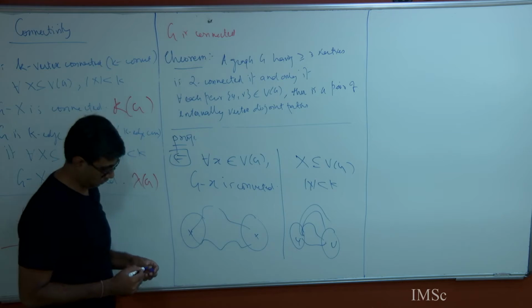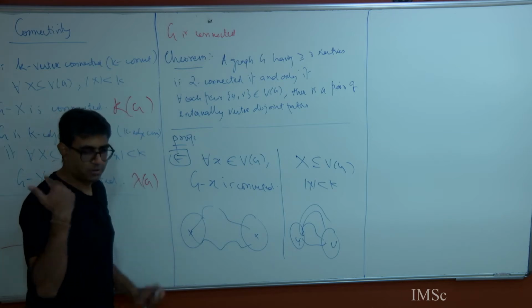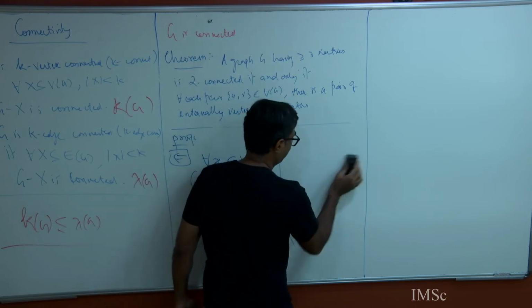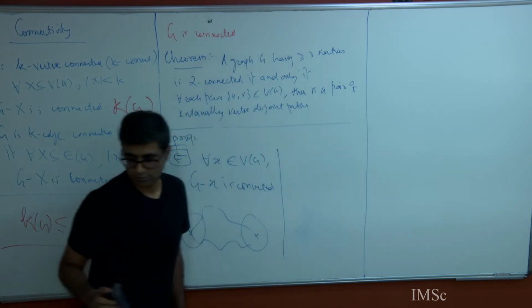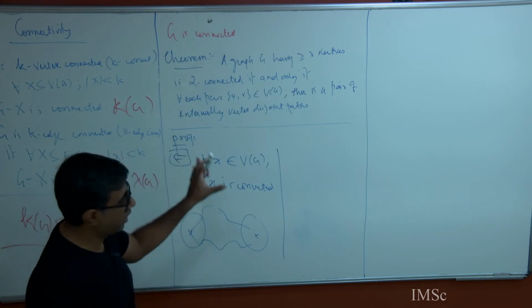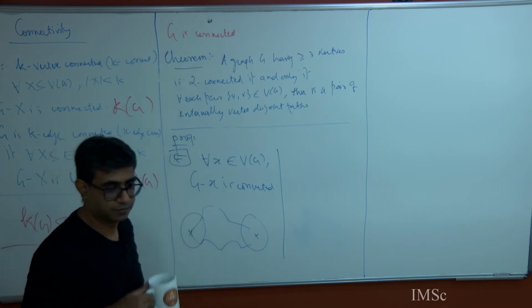Is that fine? Okay. I am using 2 because it is slightly easier to visualize. So if for a pair of vertices you have so many paths, then this is fine.